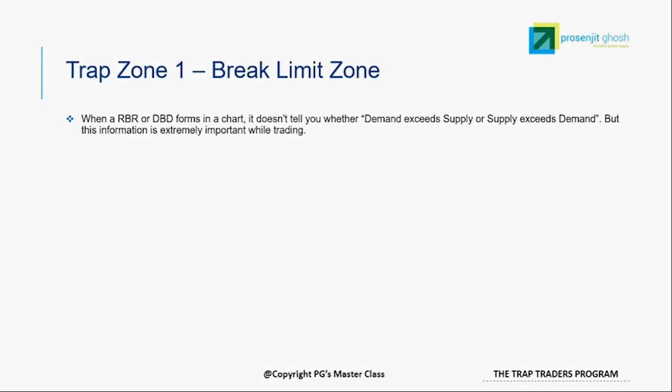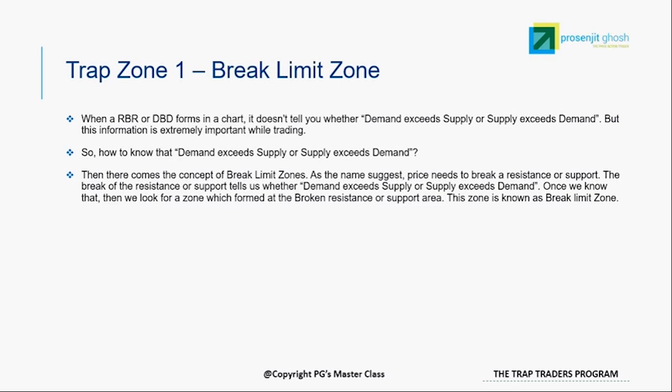But if I open a chart and show you a rally based rally with three to five momentum candles thereafter with one base, it is not going to tell you whether that rally based rally has a lot of pending orders or not. That is not possible by looking at the chart that way. So to know whether demand exceeds supply or supply exceeds demand, we use the concept of the break limit zone.